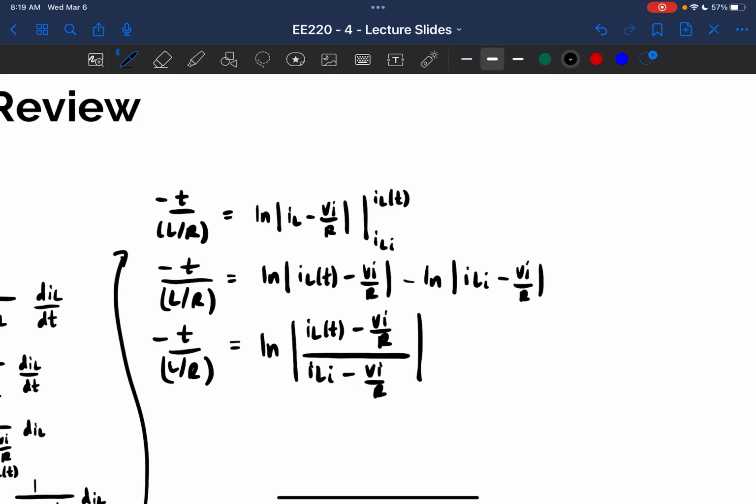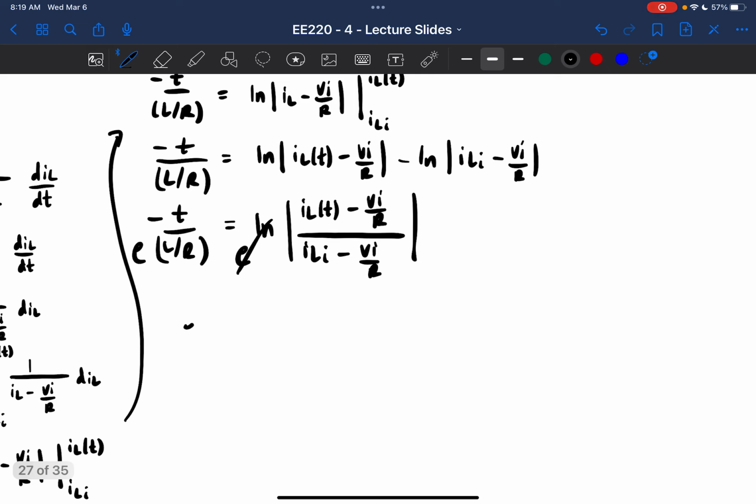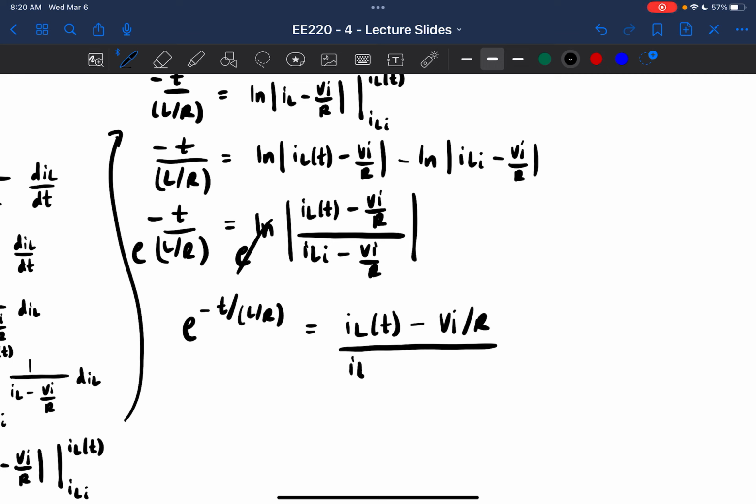Well, now again, I can go ahead and exponentiate both sides. Put an E here and an E here. These cancel. I'm left with E to the negative T over L over R. You're starting to see patterns here, I hope, from the RC circuit equation. And I get this expression on the right-hand side.